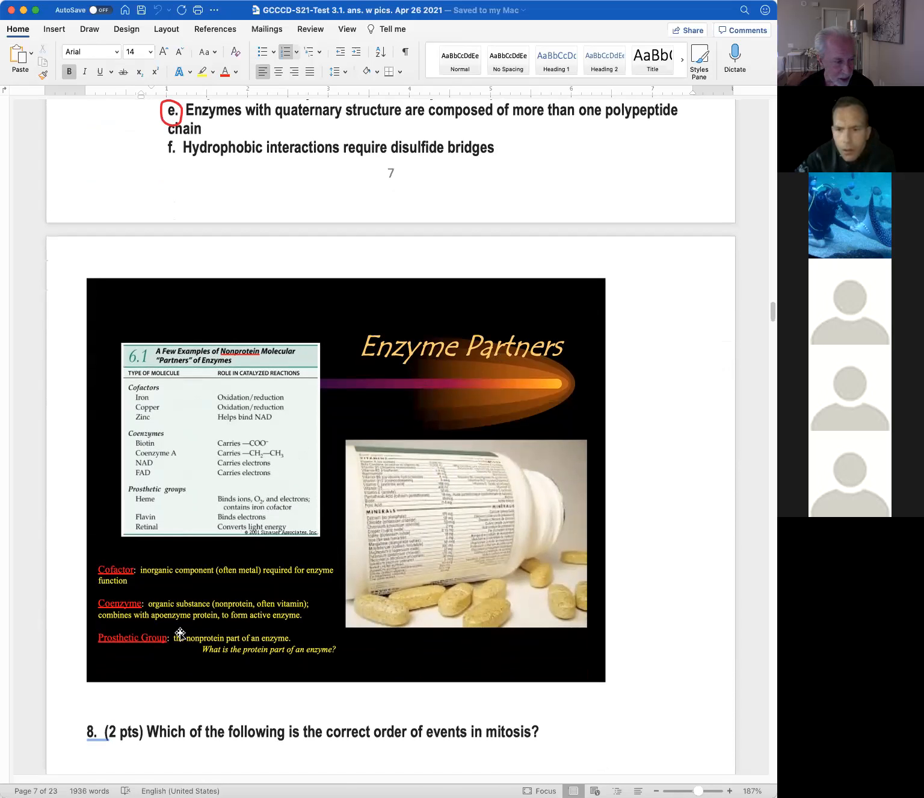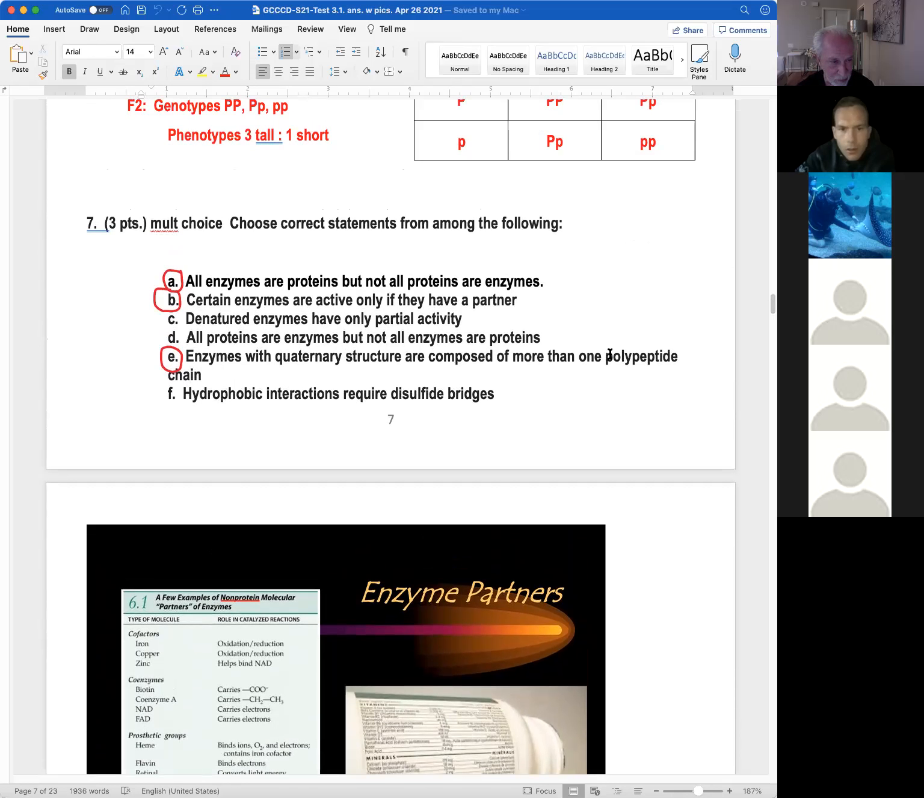And finally, enzymes with quaternary structure are composed of more than one polypeptide chain. That is true.